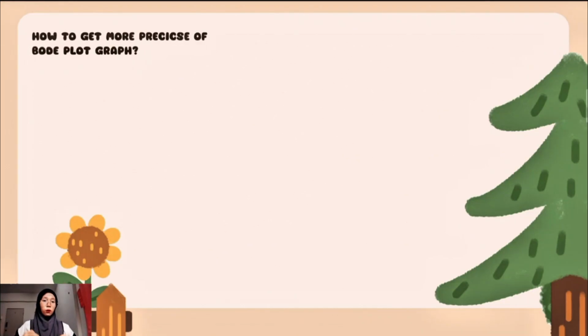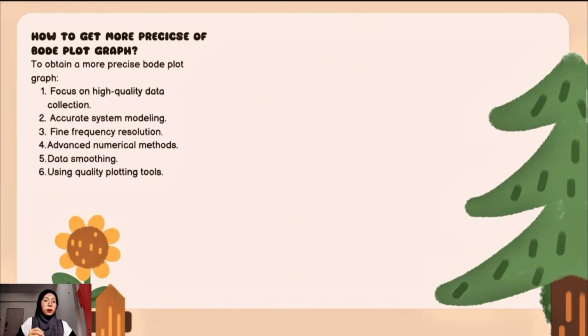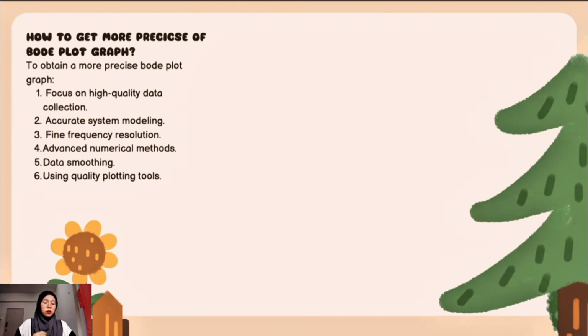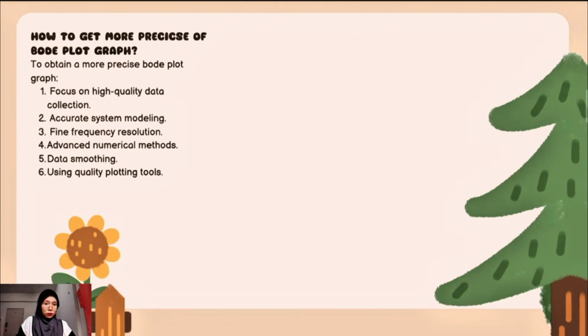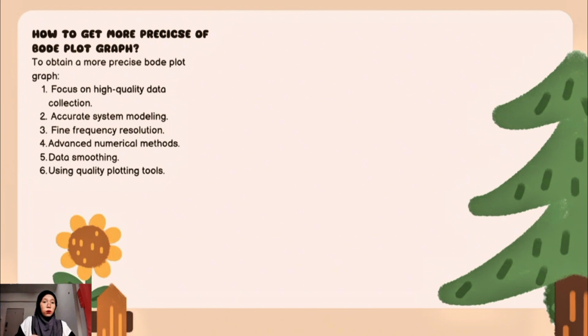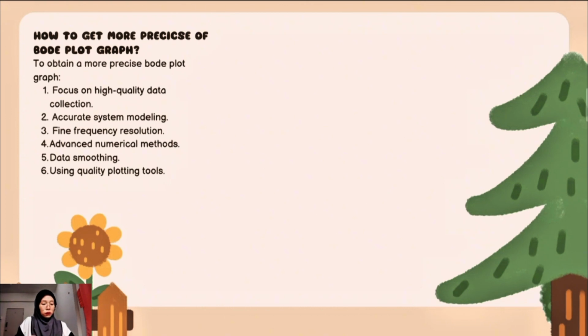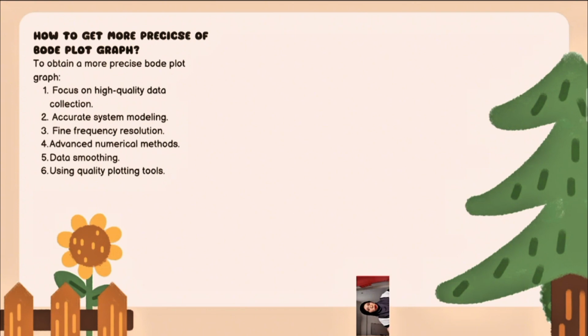So the next conclusion is how to get a more precise Bode plot graph. To obtain a more precise Bode plot graph, focus on high quality data collection, accurate system modeling, fine frequency resolution, advanced numerical methods, data smoothing, and using high quality plotting tools. Calibration and validation are also crucial to ensure the accuracy and reliability of Bode plots. By following these steps, one can achieve a detailed and accurate representation of the system frequency response.